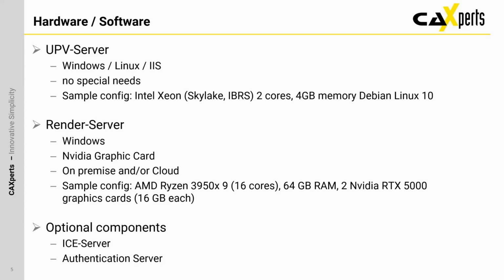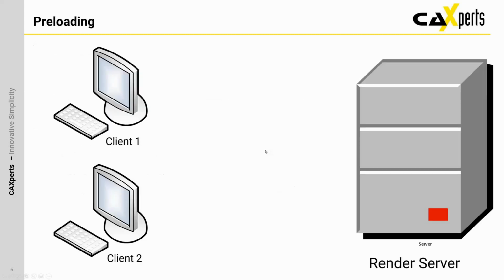Here, the sample configuration is what we use in our office. It's an AMD with 16 cores, 64 GB of RAM, and 2 NVIDIA RTX 5000 graphic cards. There might be optional components like an ICE server or authentication server, but that depends on your special needs when you install that solution.